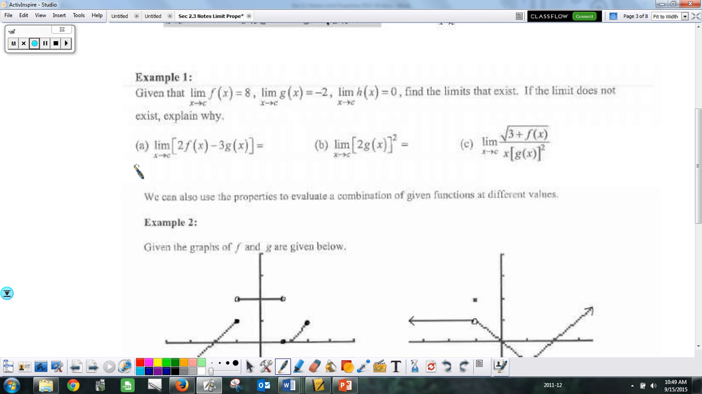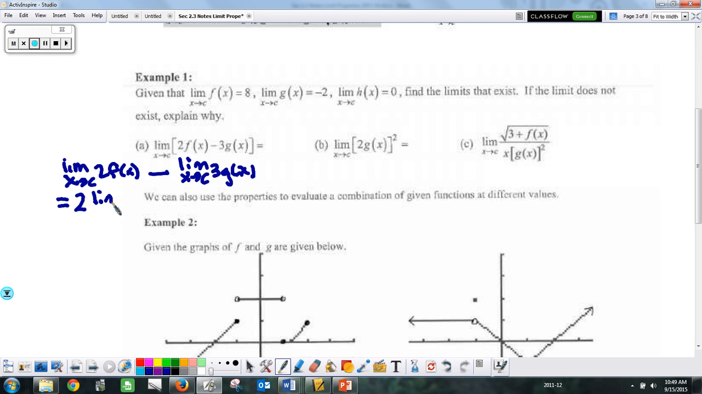And according to our properties, that means I can do the limit as x approaches c of 2f of x minus the limit as x approaches c of 3g of x. The limit of a difference is the difference of the limits. And then we can continue this down even farther and say, well, these are scalar multiples. I can pull that out. So when I'm looking at this problem, I say scalar multiple, pull it to the front.